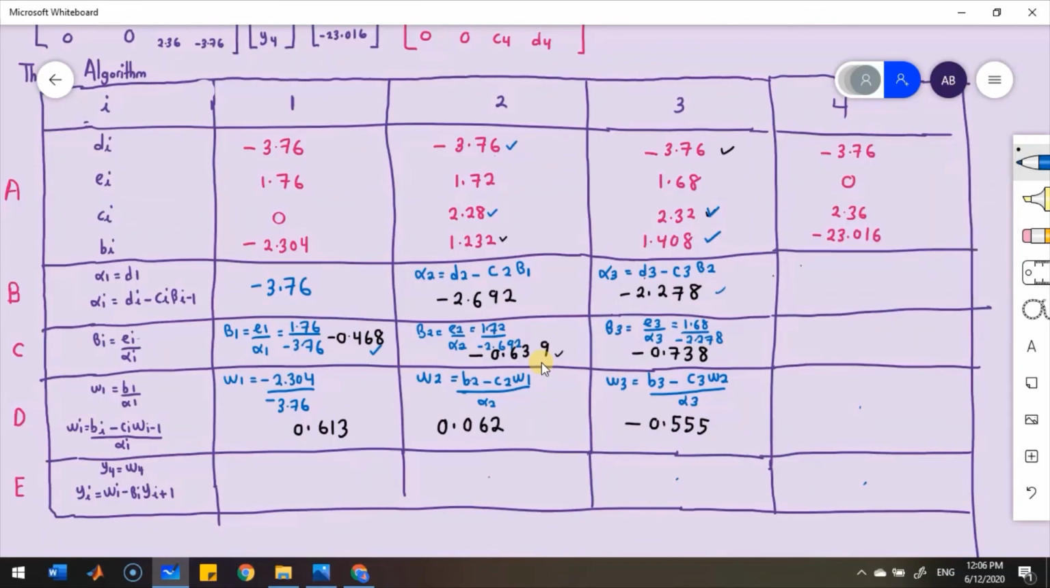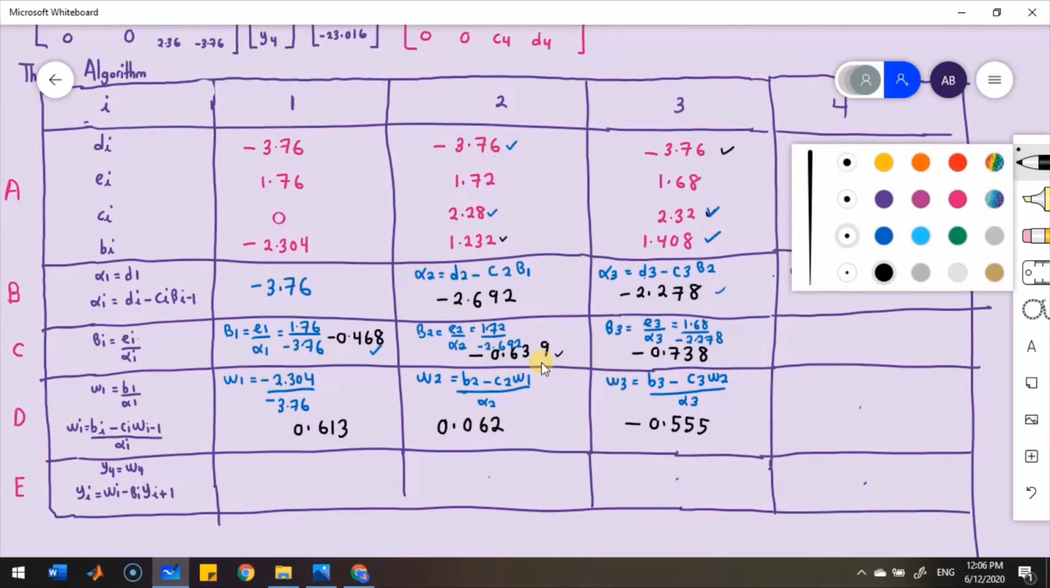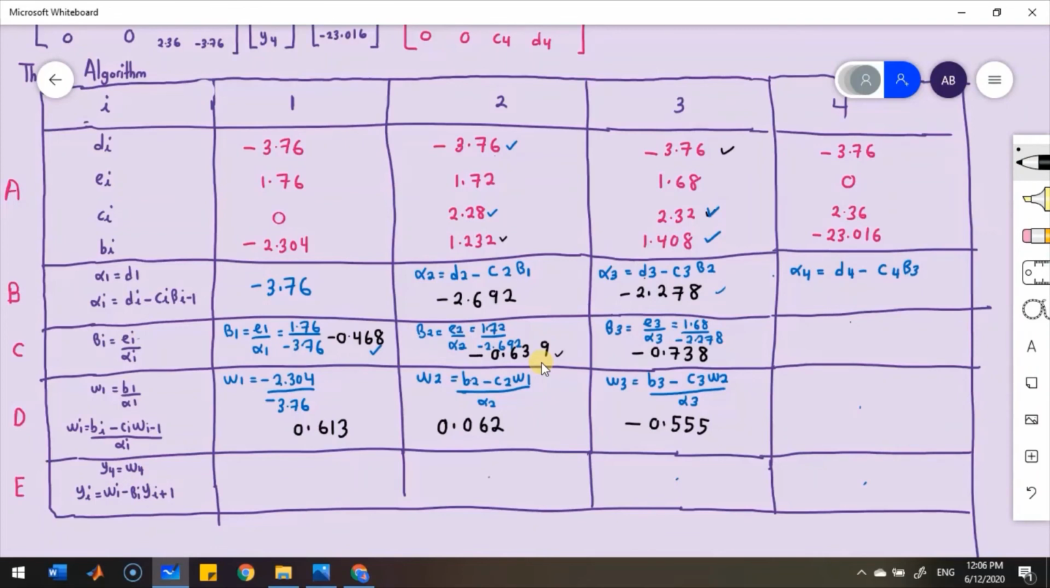Done. Now to find alpha 4. Similarly, alpha 4 equals D4 minus C4 beta 3. You can find it using that formula. We have the diagonal, we have C4, and this is beta 3. So you can get the value for alpha 4, which is negative 2.02. Once after that, we find beta 4. But look at beta 4, my E4 is 0, so 0 divided by alpha 4 is 0.